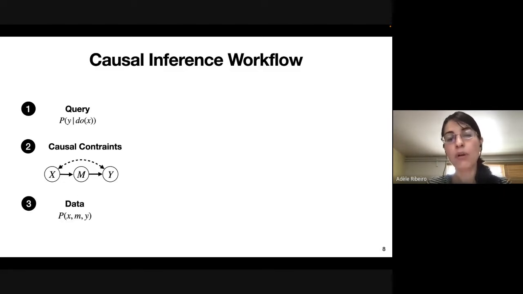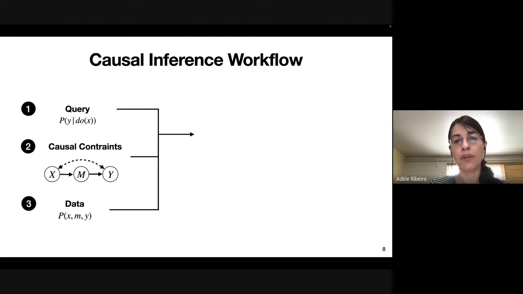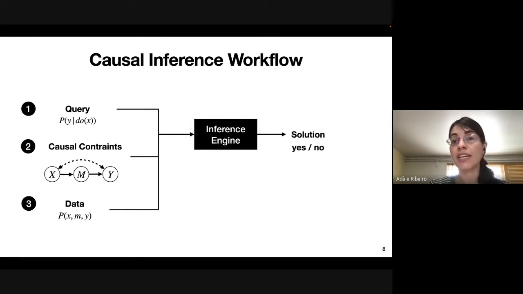So the lesson from here is that we cannot compute causal effects just from observational data. We need more information. And this other information is encoded in the causal diagram. We need this causal diagram to compute causal effects. So then we feed all these three inputs to the inference engine, and then we can have a yes or no answer. Sometimes the knowledge that we are encoding in this causal diagram is not enough to answer the query. So then we will have a no answer.